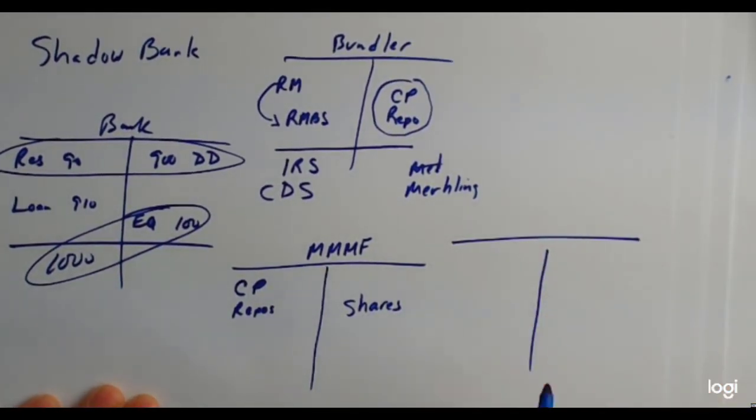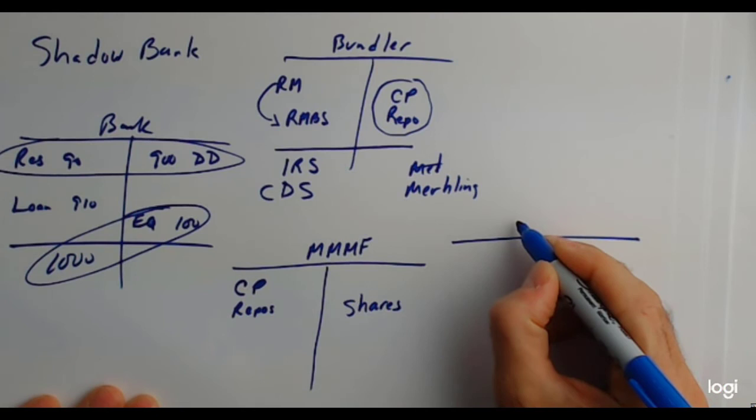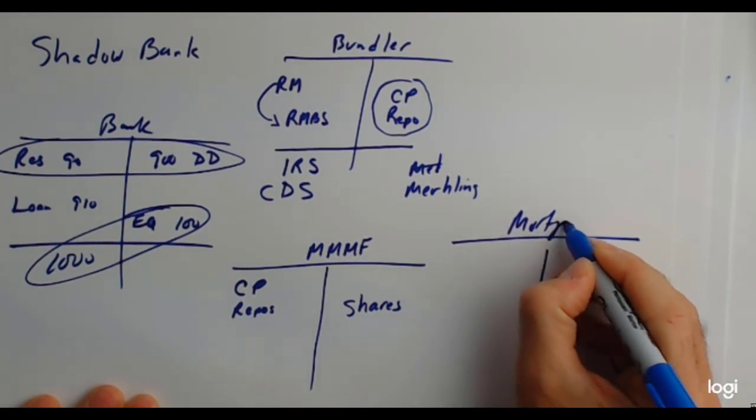Now the next type of shadow bank would be a mortgage lender.